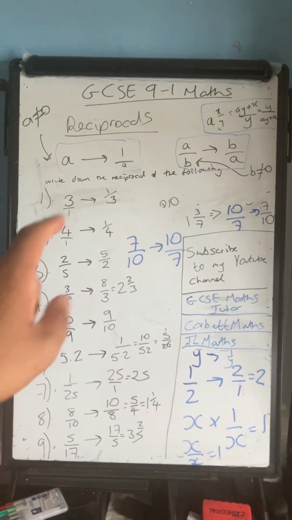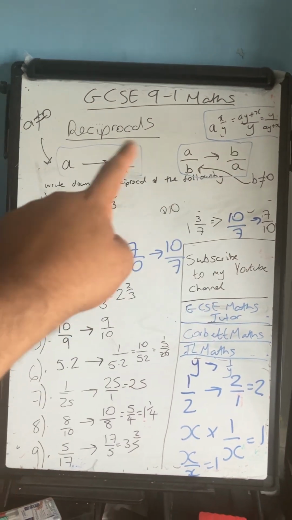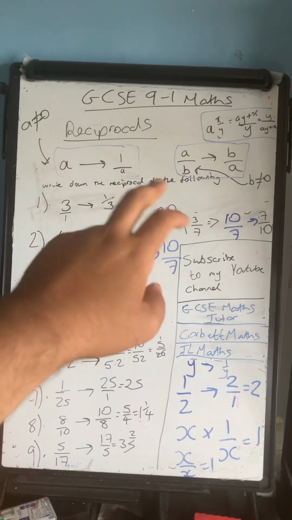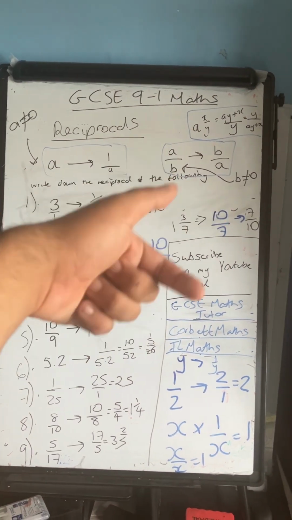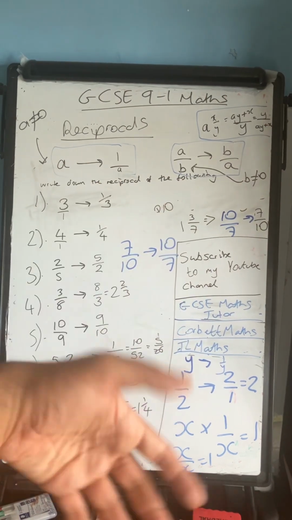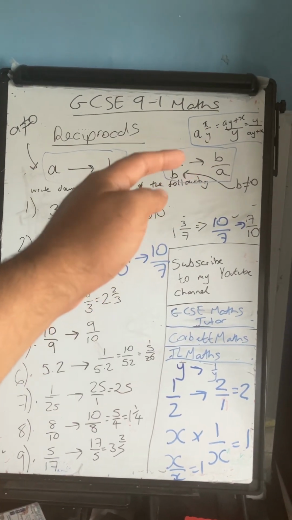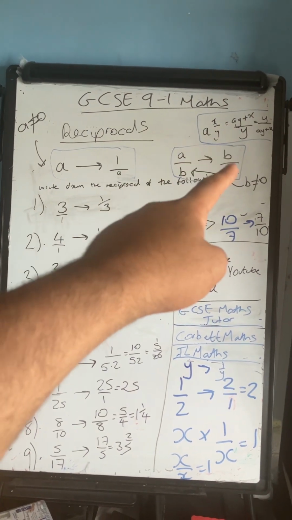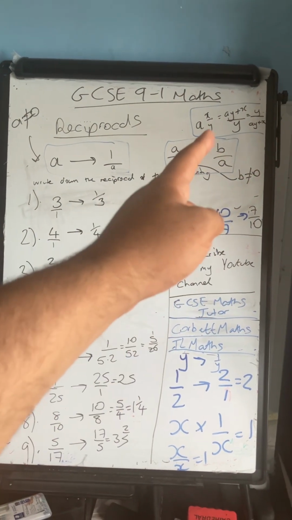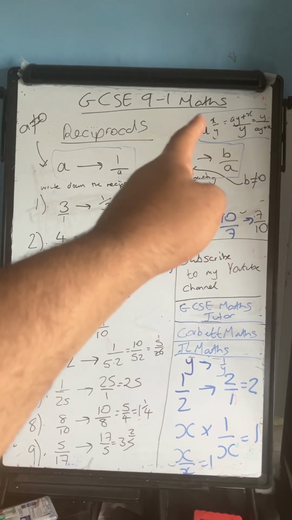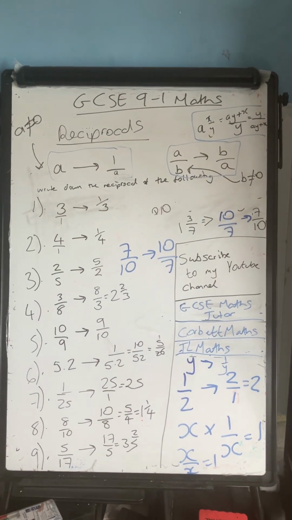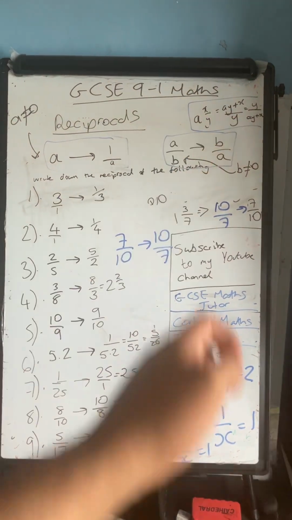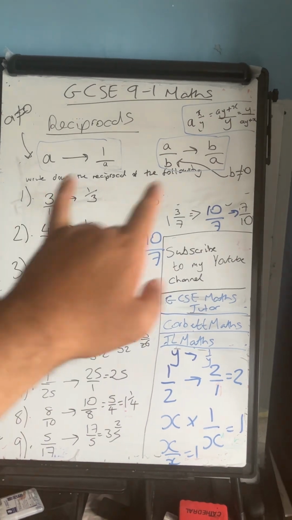The last thing to mention is that in these blue boxes are my summary versions. The reciprocal of a goes to 1 over a. The reciprocal of a over b goes to b over a, where a and b are integers or numbers. And for the reciprocal of a mixed number a x over y, you change it into an improper fraction first, and then you take the reciprocal. So you do y times a, which is ay, plus the x, all divided by y. The reciprocal of that goes to y over ay plus x. So they are your 3 conditions.